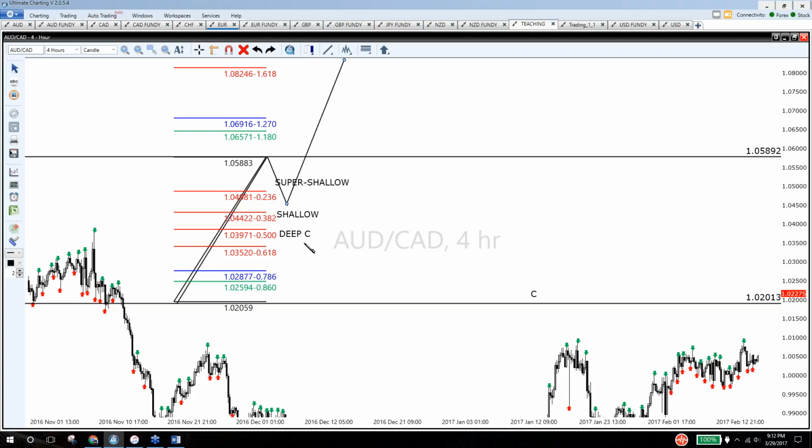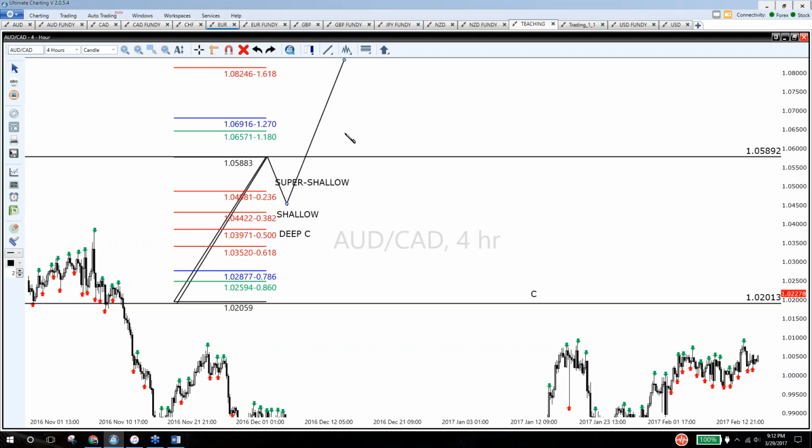Once you get into the deep C area, we're in a much more comfortable position where we place our stop loss below the A. We're closer to the A, which means less risk. And we've got a longer way toward the D extension, which means more profit. Make sense? Any questions on this? That is the 80-20 rule.